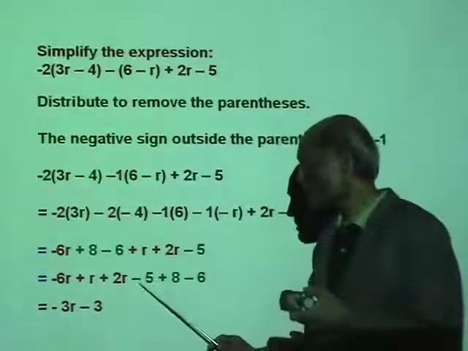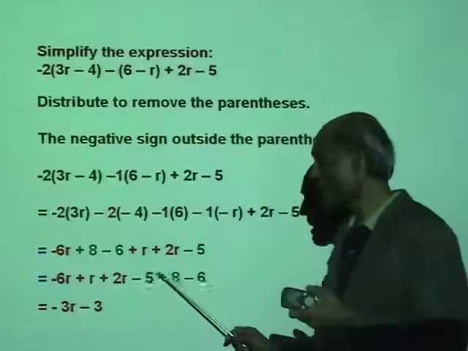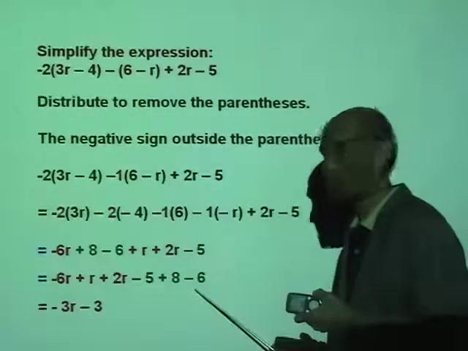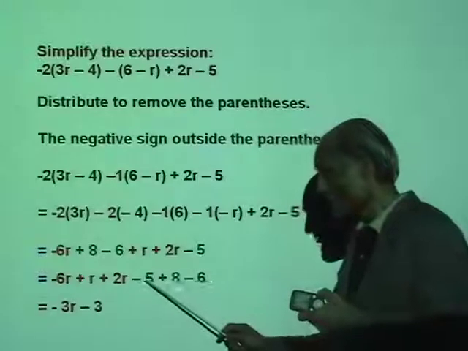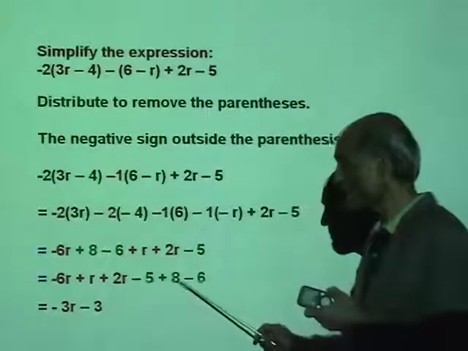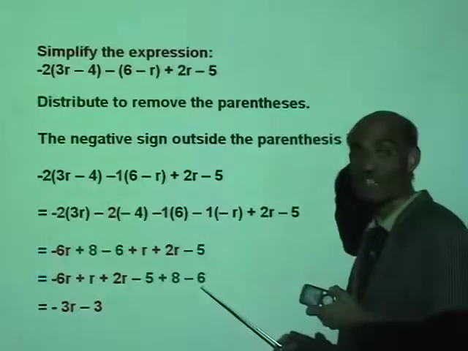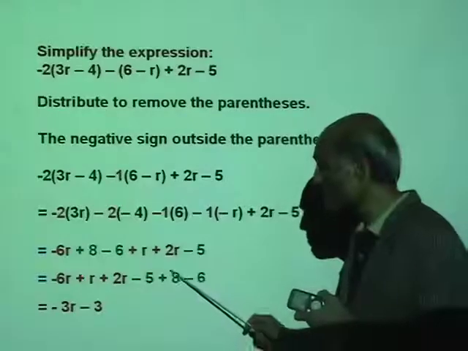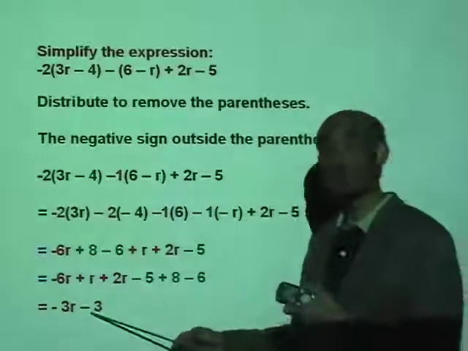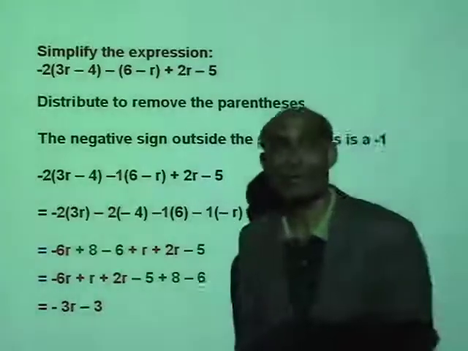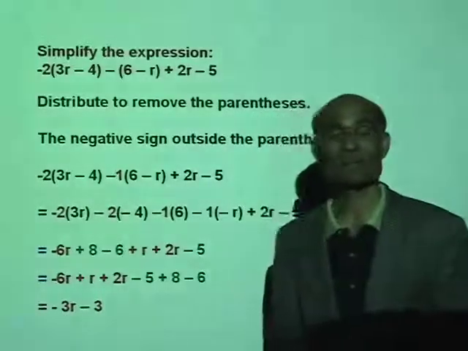And now how do you simplify this? Negative 5 plus 8 minus 6. Minus 5 added to minus 6. What is negative 5 minus 6? Is negative 11. Negative 11 added to positive 8 is negative 3. So our result is negative 3r minus 3.